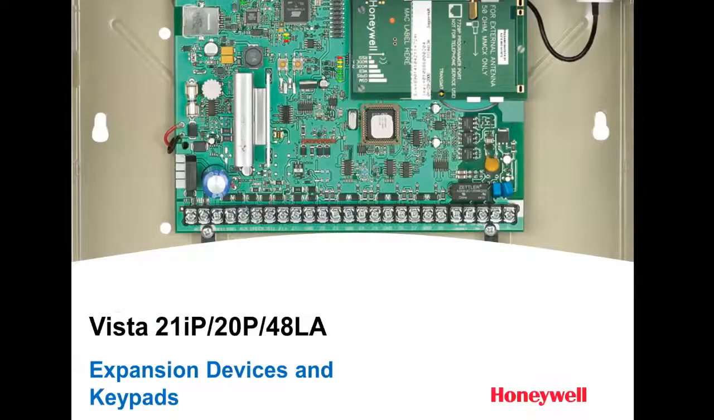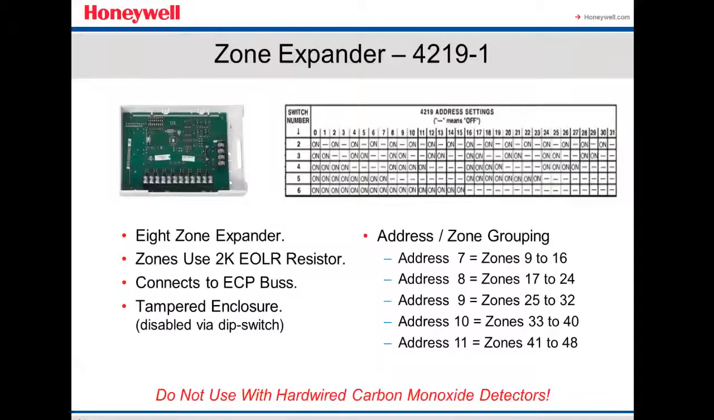We're going to see a little bit of accessories for these panels. The zone expander. This is the zone expander 4219. You can add up to 8 zones in each device. Those zones use the 2K resistor. They all connect to the ECP bus, remember terminals 4, 5, 6, and 7, and they have a tamper enclosed. They have a dip switch, so in case they are opened, it's going to send an alarm.